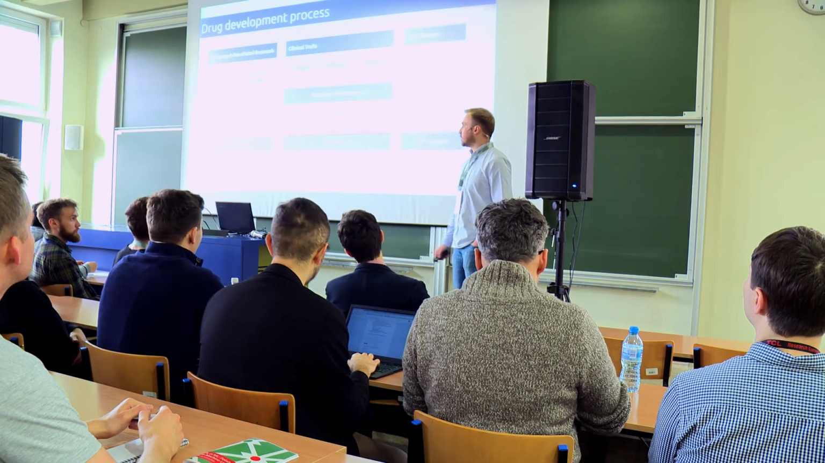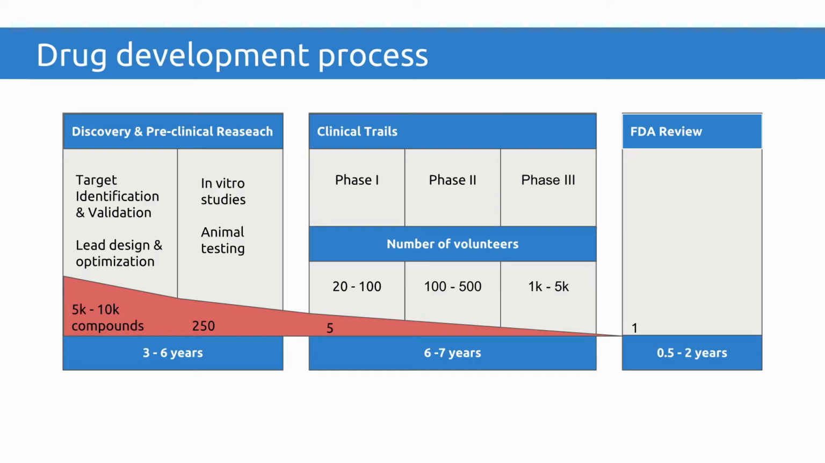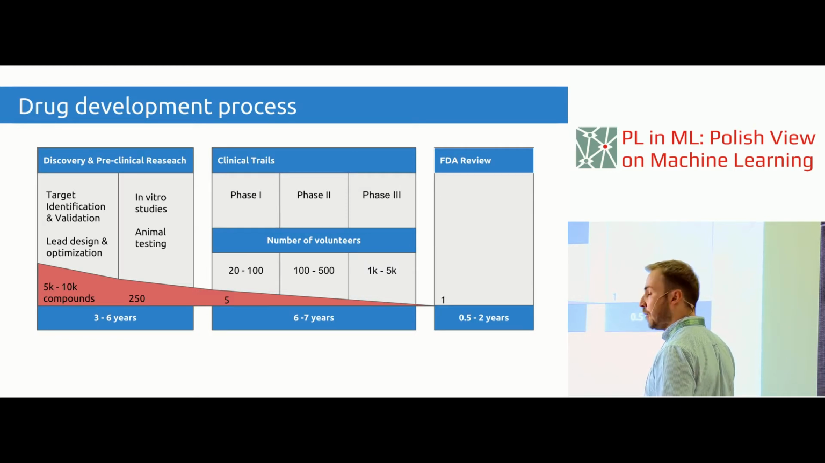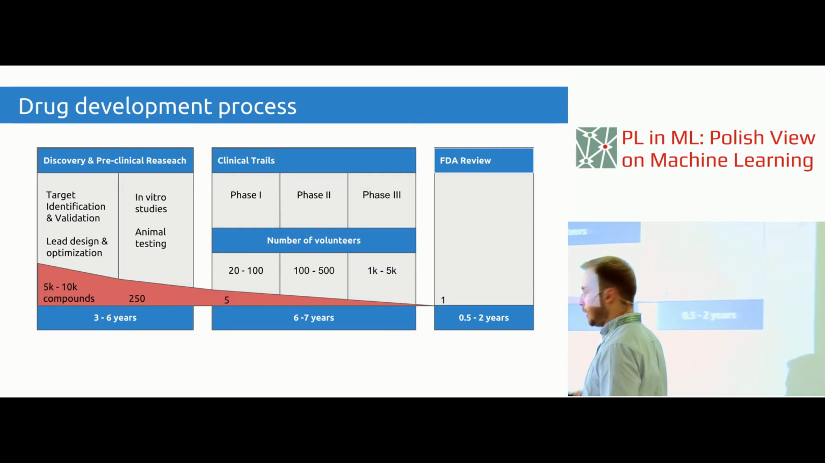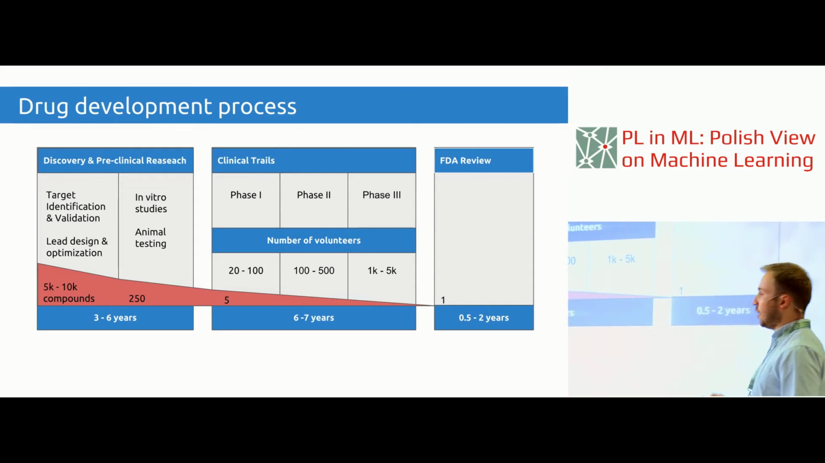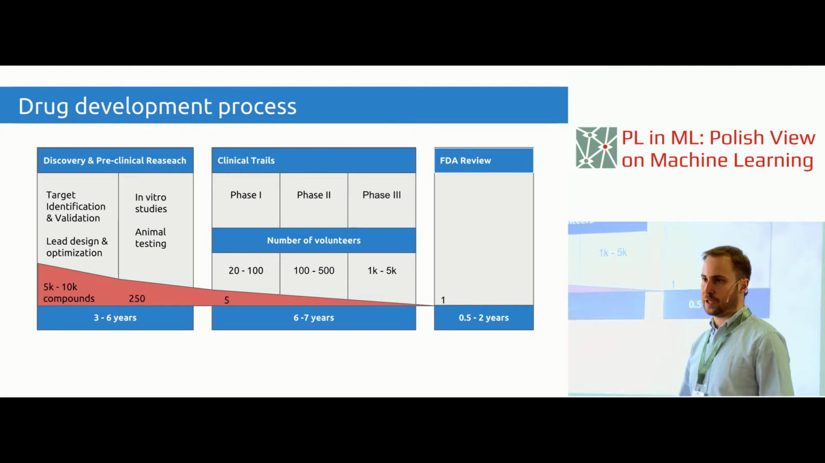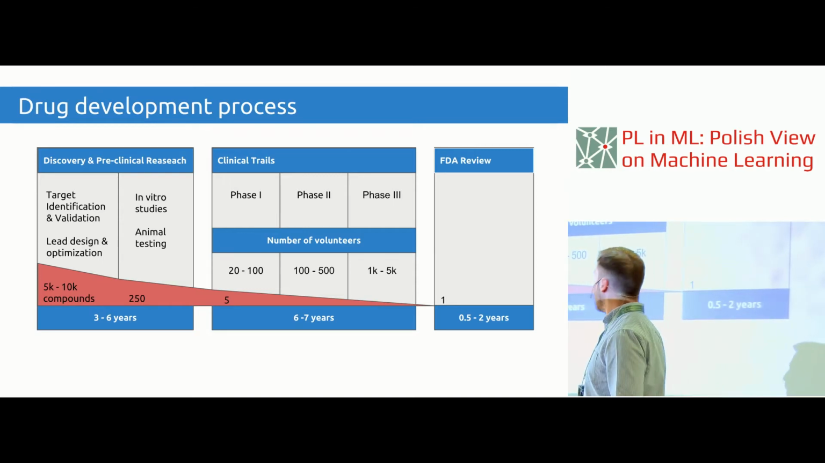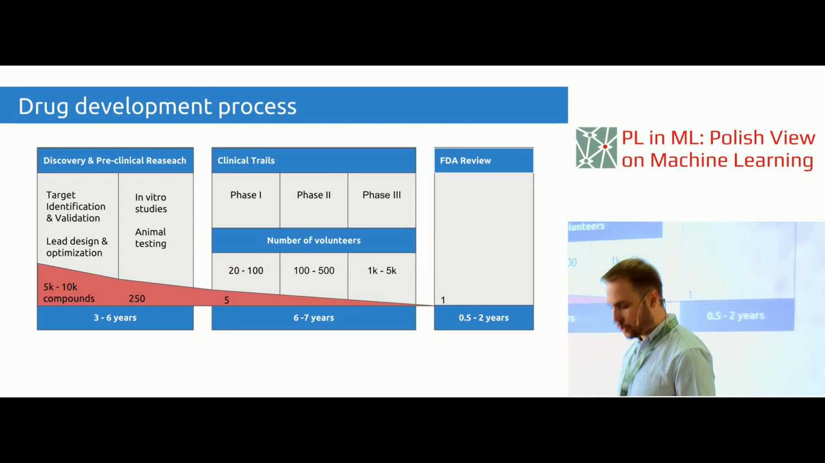This picture presents how, in general, the drug development process looks. The process consists of three main stages. The first stage is discovery, followed by preclinical research. It ends with tests on animals. The second big stage is clinical trials. This is basically tests on humans. And the last stage is just the review process by Food and Drug Administration.